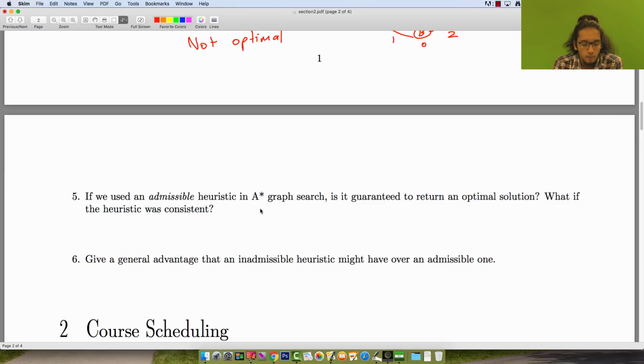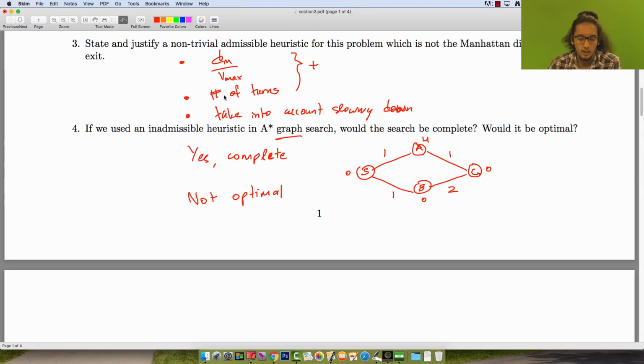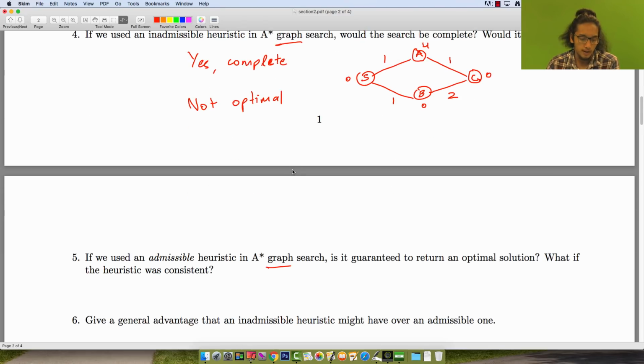Okay, part 5. Part 5 is, if we used an admissible heuristic in A* graph search, once again A* graph search, is it guaranteed to return an optimal solution? What if it was consistent? Okay, admissibility versus consistency. So the idea is, in part 4, we saw that if you have an inadmissible heuristic, then it does not necessarily give you an optimal solution for A* graph search. So you might expect, okay, if it's admissible, then it probably does give us something optimal. And in fact, that is true for A* tree search.